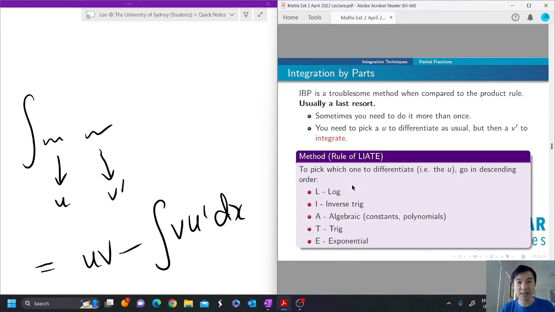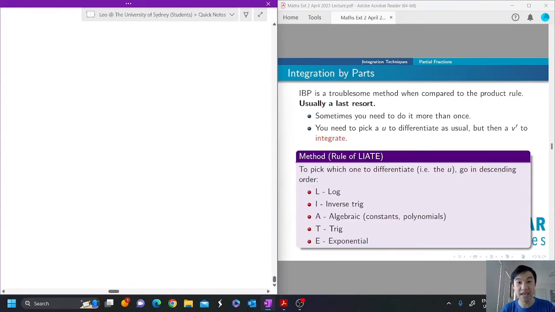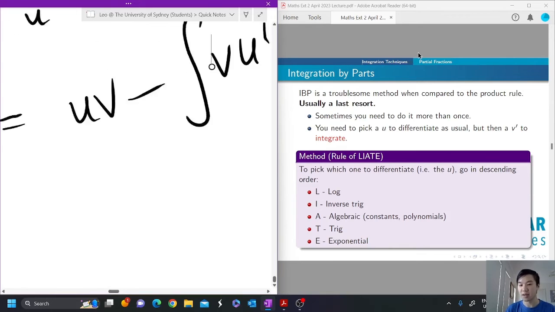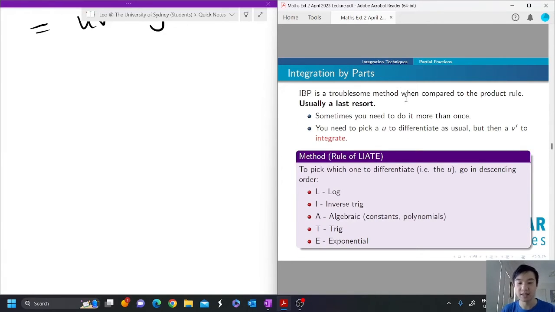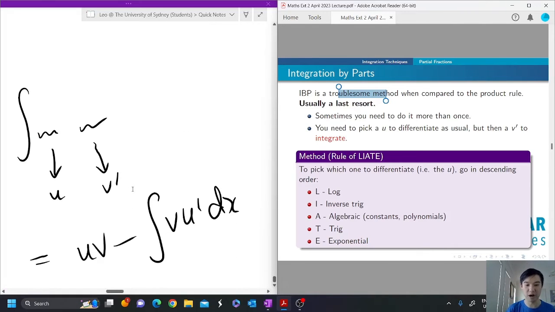The thing is, as cool as this technique is, you should really try to save it as a last resort, because as I mentioned, it's kind of like the integration version of a product rule, but it's not really as easy and straightforward as just directly differentiating using the product rule. The problem with integration by parts is it's sort of troublesome compared to the normal product rule, because sometimes you might have to do it more than once, and you also need to be smart with which part of the integral you decide to be u and which part you decide to be v dash.